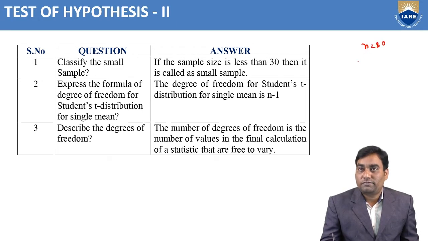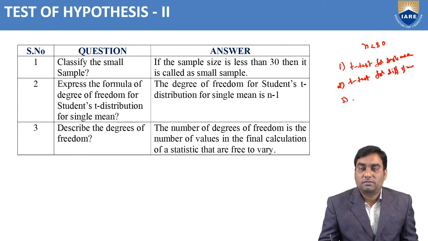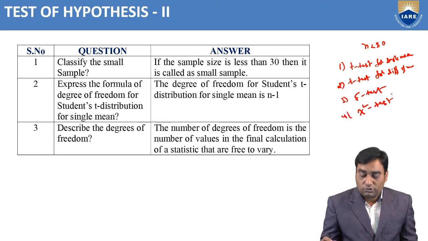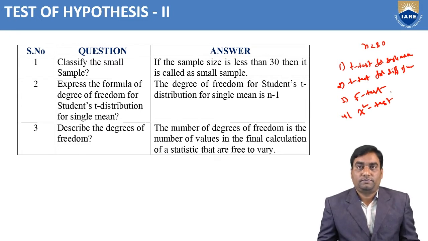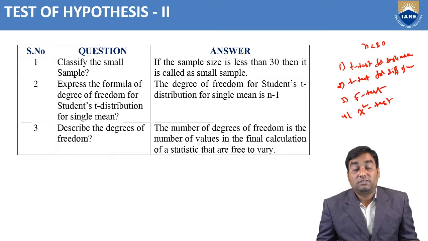In small samples, we have 4 tests. T-test for single mean. And second one, T-test for difference of means. Third one, F-test. Fourth one, chi-square test. Totally we have 4 tests in test of hypothesis 2, that means test of hypothesis for small samples.